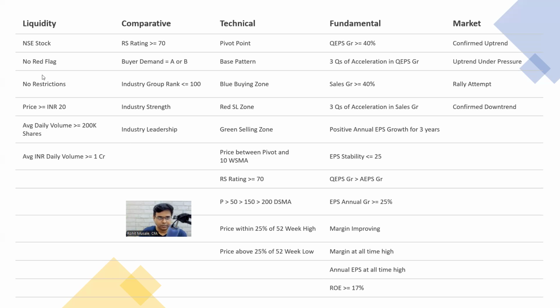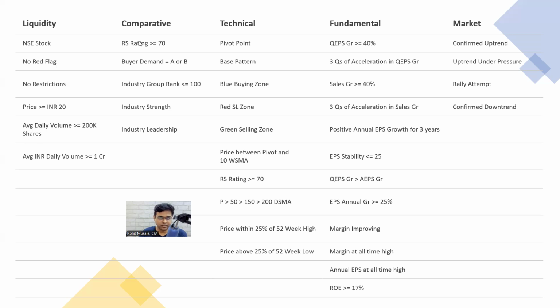So liquidity, we already know it should be listed on NSE. For those of you who are trading the US markets, you can customize this as per the US market. So the stock should be listed on NSE, no red flag, no restrictions on the stock. Price should be more than or equal to 20 rupees. Average daily volume should be more than or equal to 200,000 shares. Average INR daily volume should be more than or equal to 1 crore. This 200,000 shares is not mandatory, but if you go below that volume, you will experience volatility. So that's liquidity analysis.